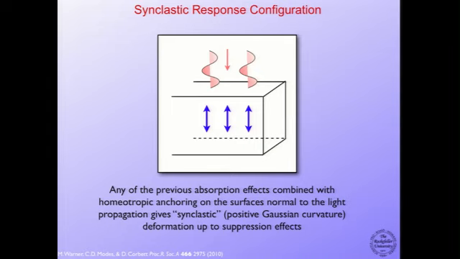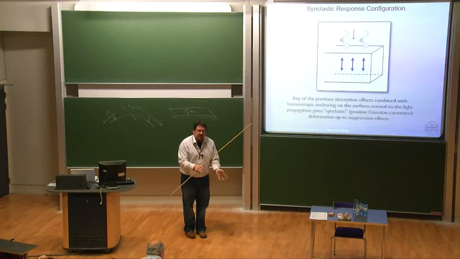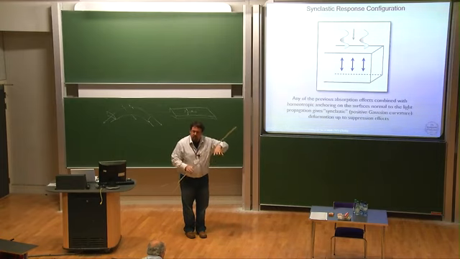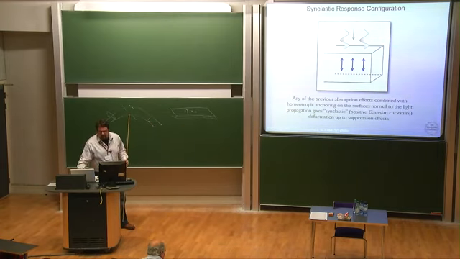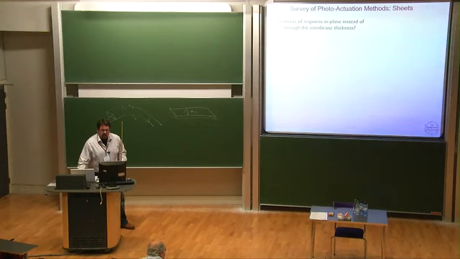And so the length changes will not be opposite to one another. They'll be the same as one another. And up to the suppression effects, the material will have a desire to make a little spherical cap. I'm not actually aware of anyone having seen this in an experiment. It would be nice. If anyone knows of anyone that's seen this in an experiment, you can talk to me afterwards. It would be nice to know.